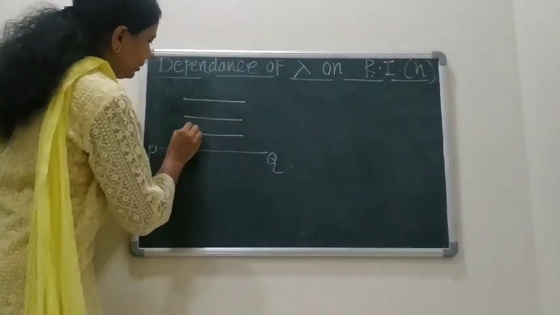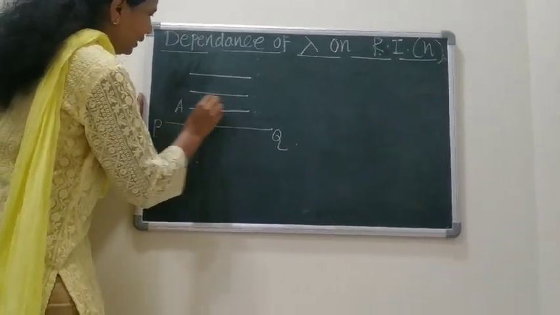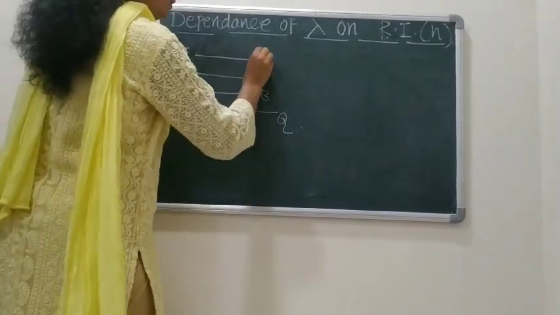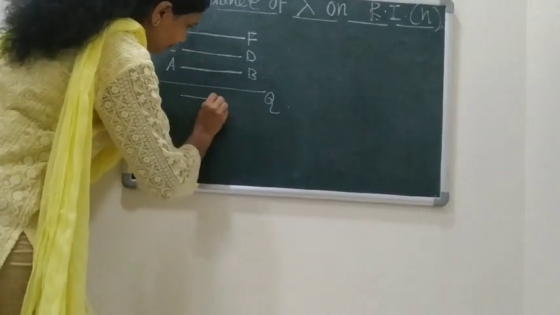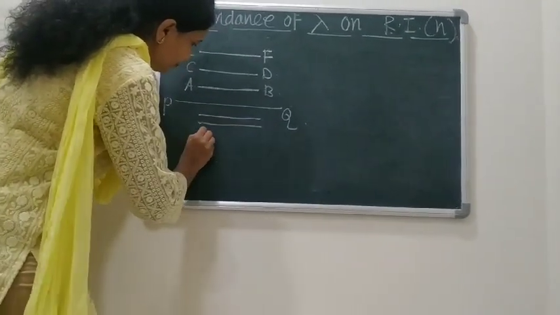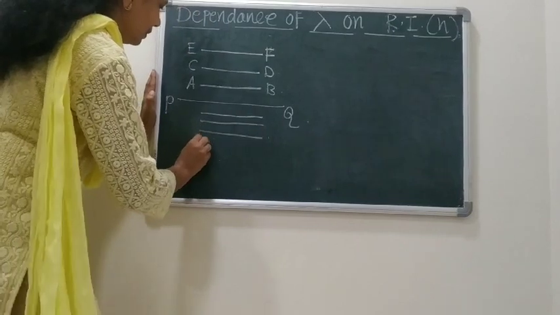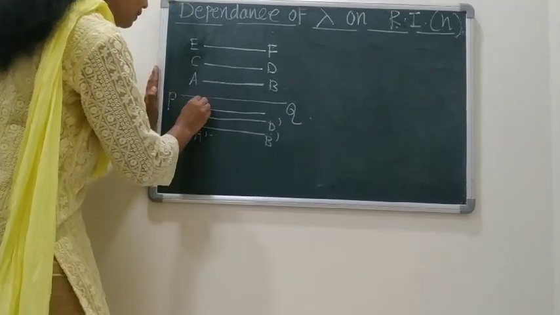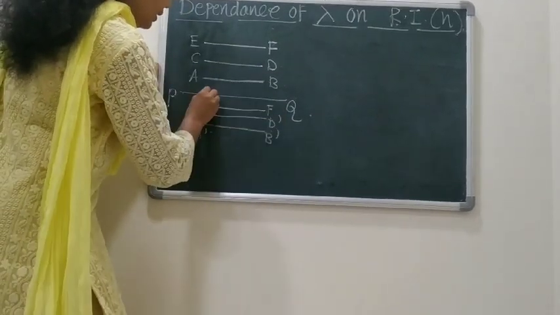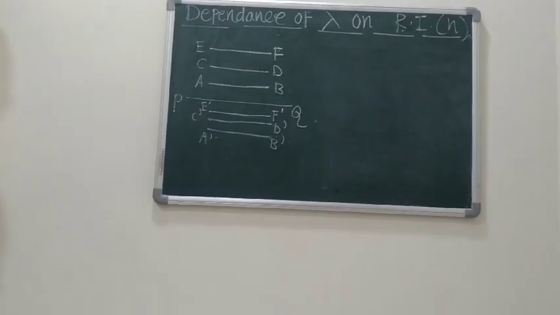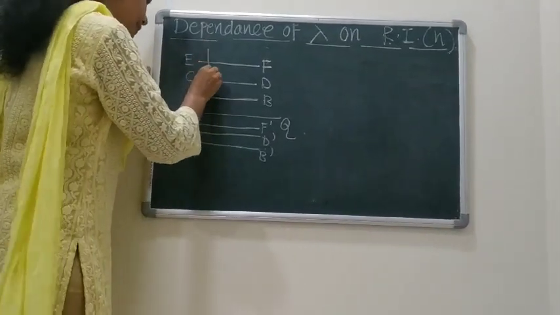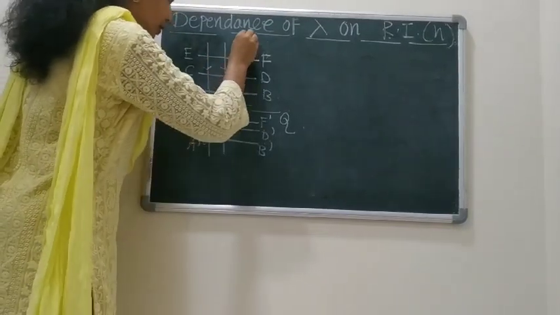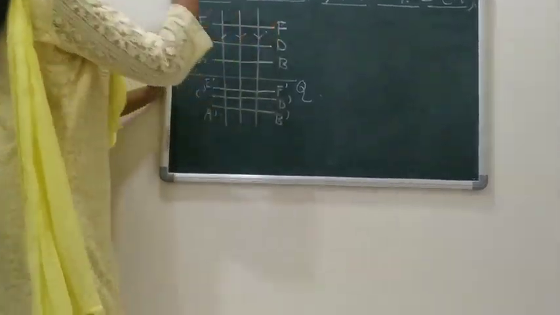These are three wavefronts, AB, CD and EF. This is A dash, B dash, C dash, D dash, E dash, F dash. Then this is the direction of propagation of light.